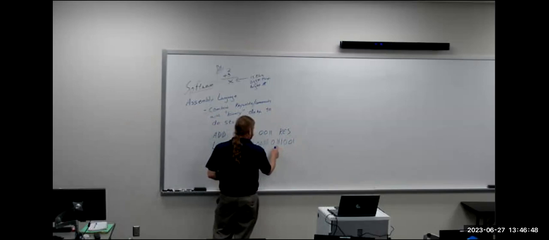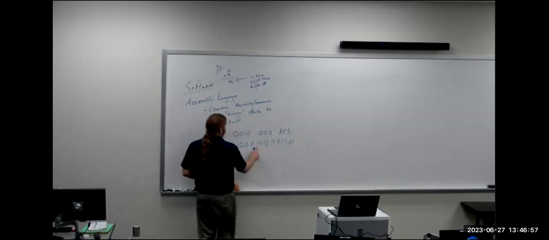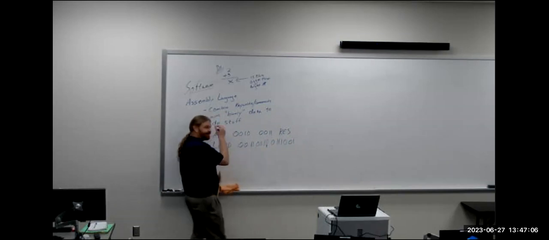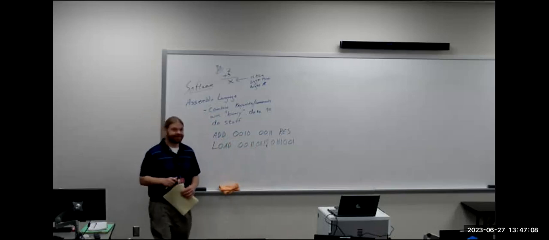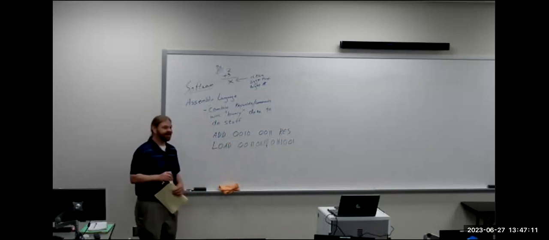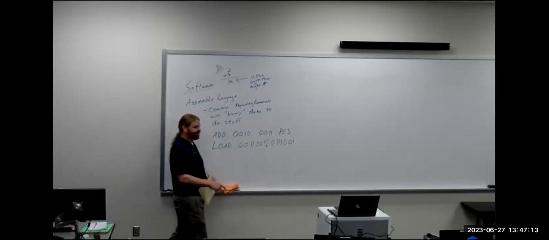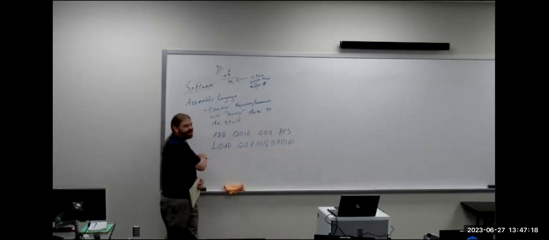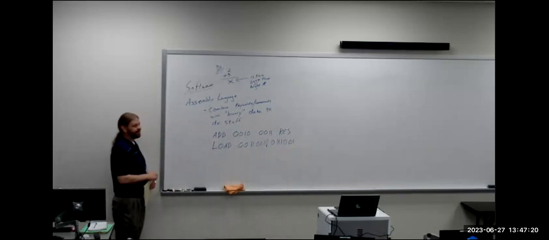2, 4, 8, 16, 32, 64, 128, 256, 512, 1024, 2048, 4096. What's the next one? 8,194. Whatever the next number is. So we have one of those. So that was a particular spot in RAM where this data started.